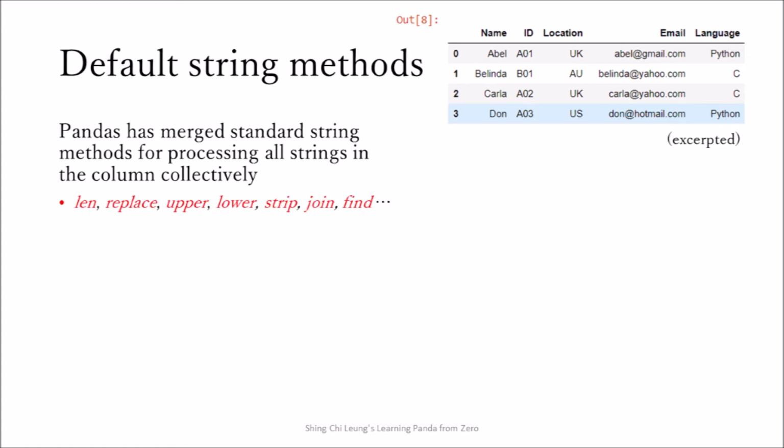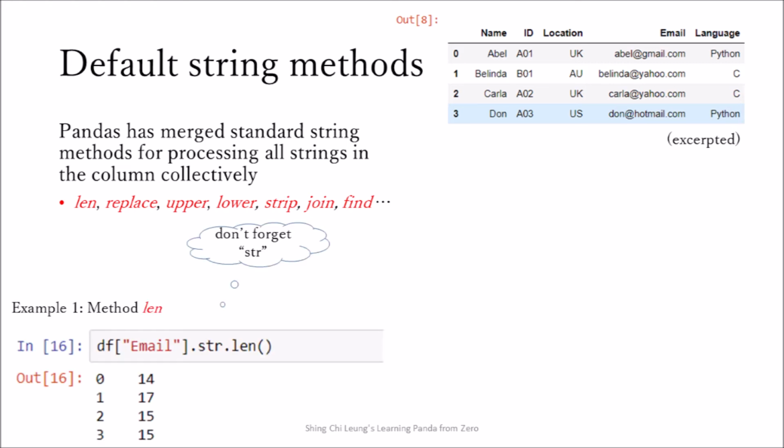We can also use the built-in method to efficiently convert the textual data. Some of these should be very familiar to all of you, such as len, replace, upper, lower, strip, and so on. Again, their functionality is identical to the native one, except that it can apply to a column instead of an individual string variable. The first example is to extract some statistical feature of a string, one of which is the size of the string.